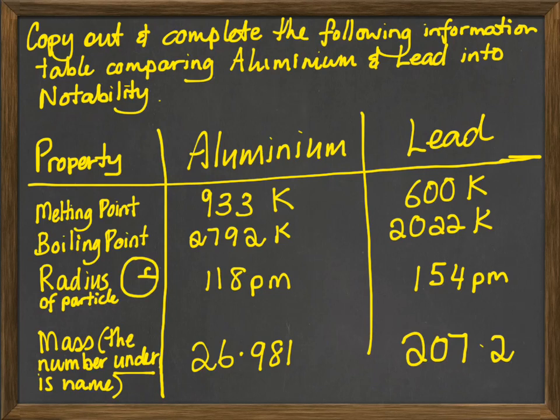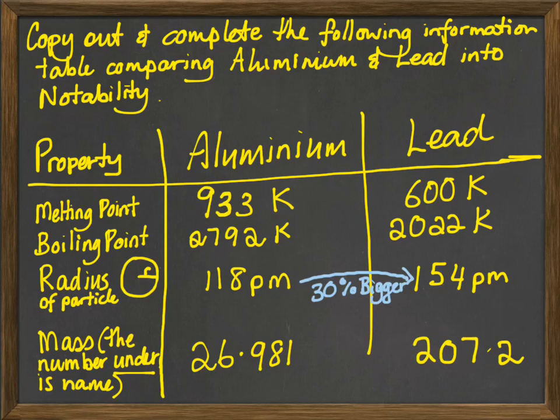Okay, now that you've got those up, we're going to compare them. If you have a look at the radius and the mass, there's a few important things to know that are going to affect our picture that we draw of particles from now on. Whereas before you would have drawn, say, an aluminium and a lead particle exactly the same, you can actually see that their radius is completely different. In fact, the radius of lead is 30% bigger than the radius of aluminium. So it's a big difference in size.